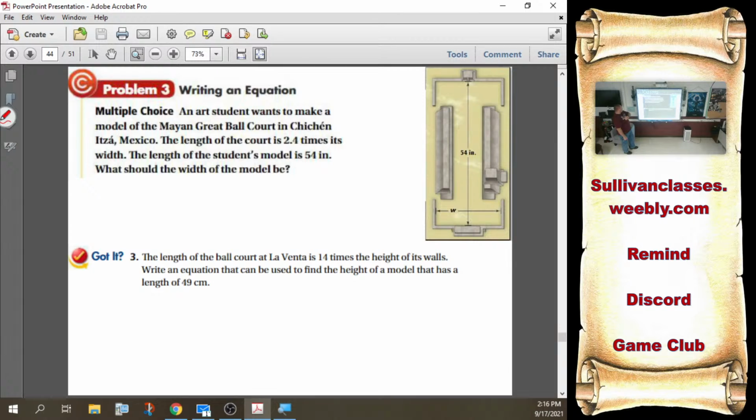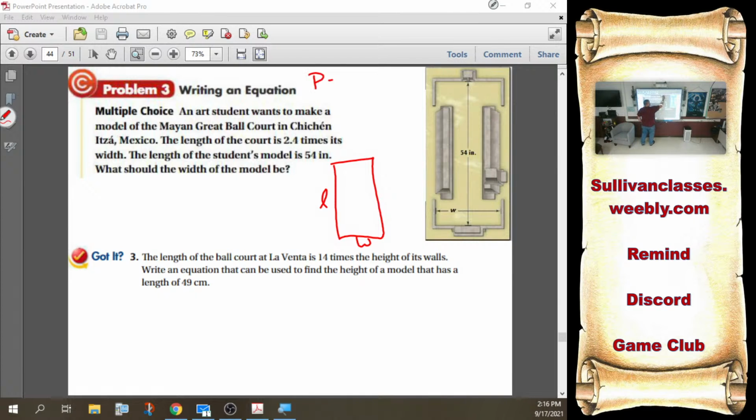Art student, go make a model. Great ball court. What was blah, blah, blah. Oh, very common in math is to have blah, blah, blah. Here's a box. You know what boxes do, right? Length by width. You know how to find the perimeter. You know how to find the area. Remember all that stuff?